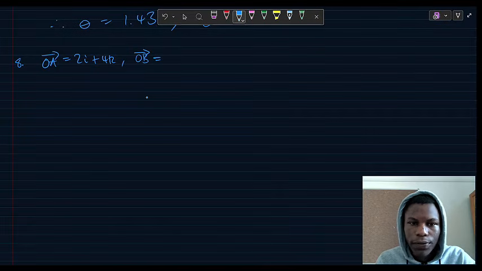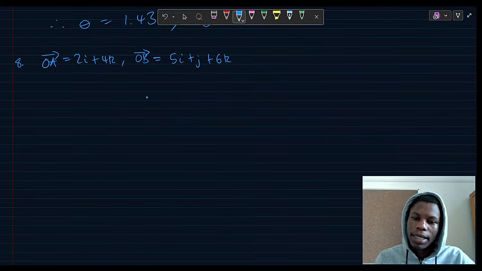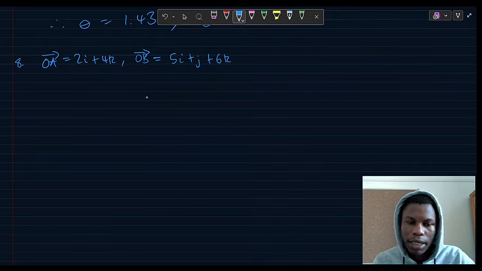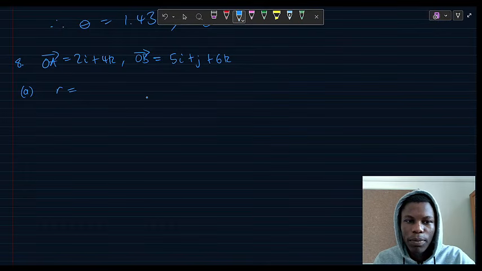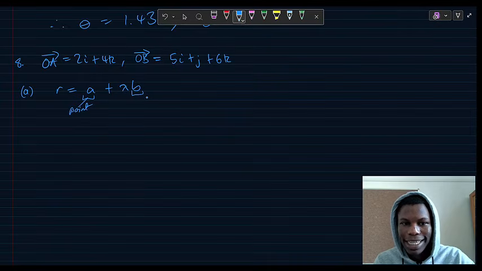Question number 8. With respect to the origin, the points A and B have position vectors. So OA has the position vector 2i plus 4k, and OB has the position vector 5i plus j plus 6k, respectively. The line L1 passes through the points A and B. Find a vector equation for the line L1. Okay. So remember, a vector equation of a straight line can be written in the form r is equal to a plus lambda b, where a is the position vector of a point on the line and b is the direction vector.